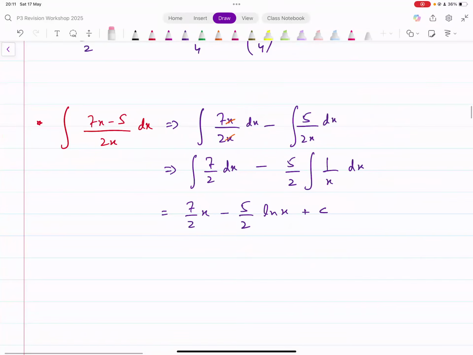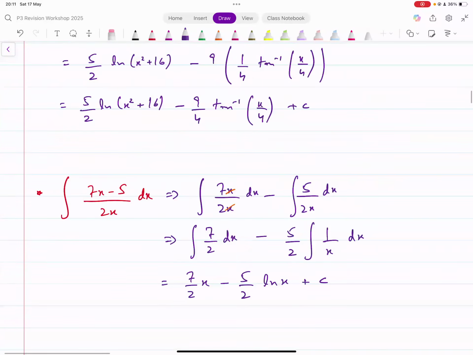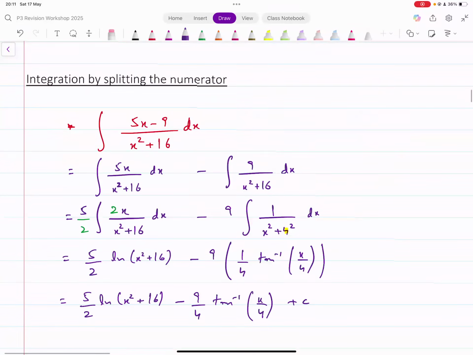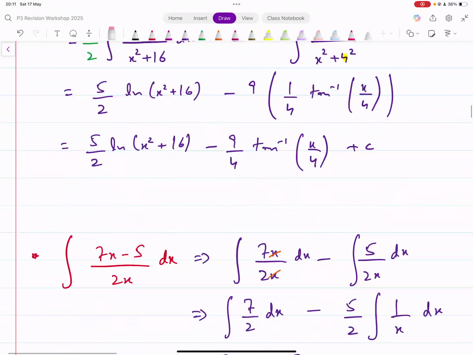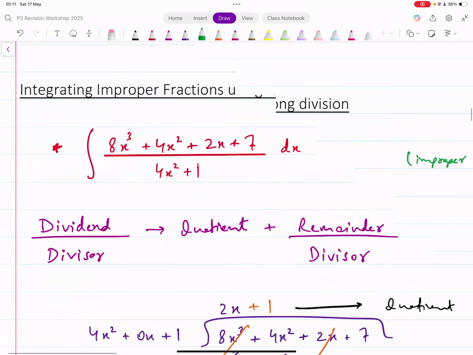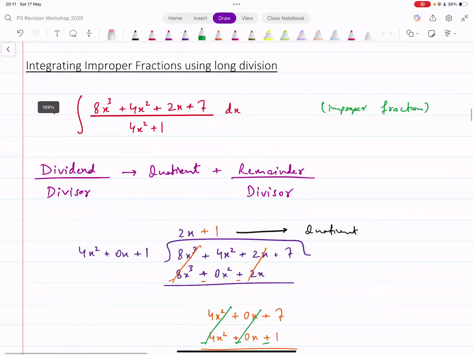Sometimes you can simplify your integral by splitting the numerator like this as well. The denominator in this case cannot be factorized. That's a very common error that ends up happening. Sometimes this is a squared plus b squared. There's no factorization that you can do for that. A squared minus b squared can be factorized, but a squared plus b squared can't be factorized. Okay, then another possible form is when you have improper fractions.